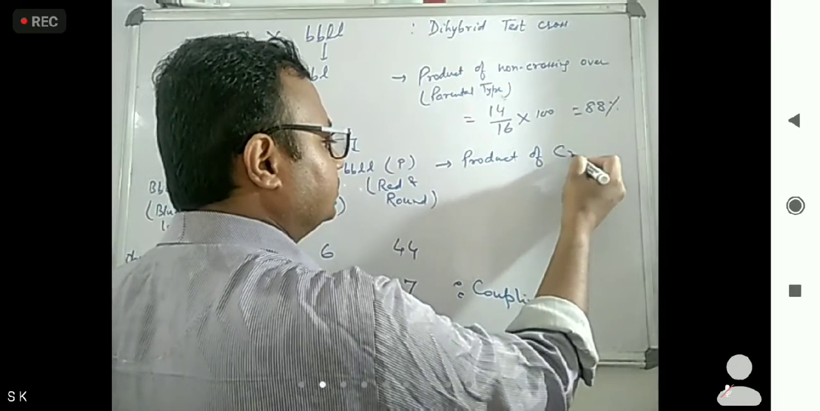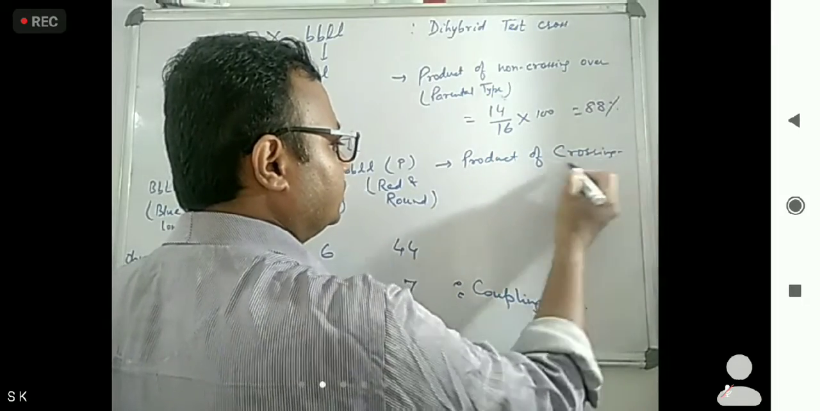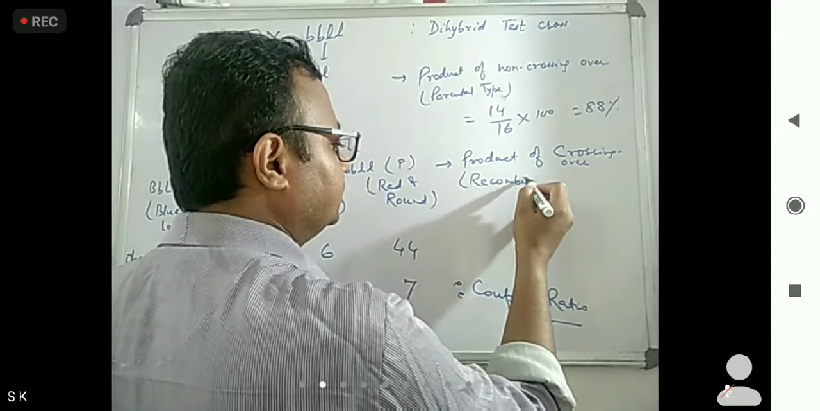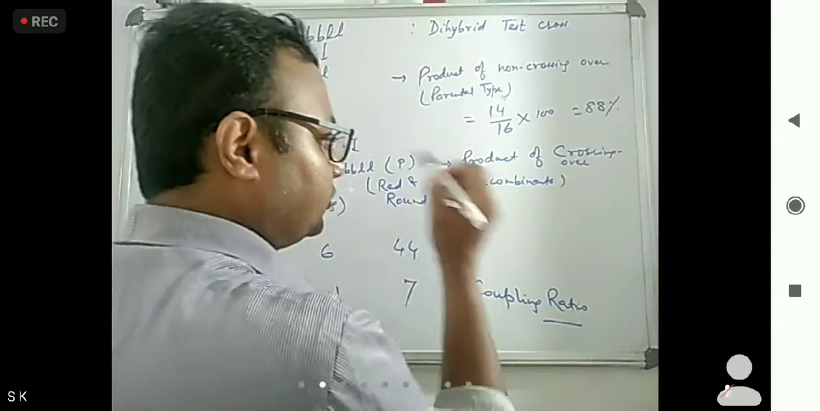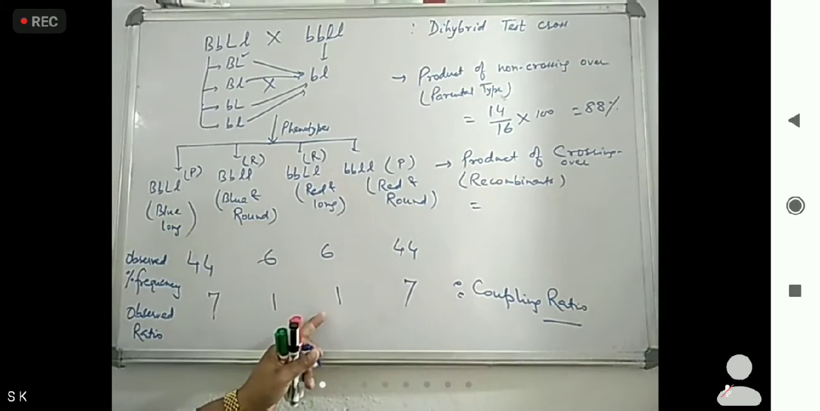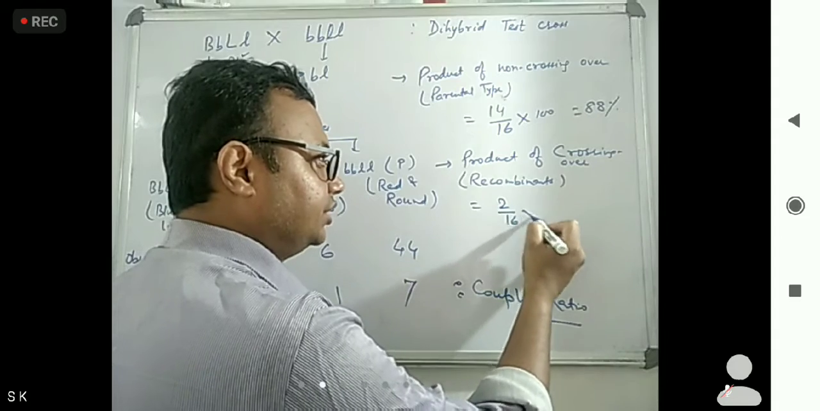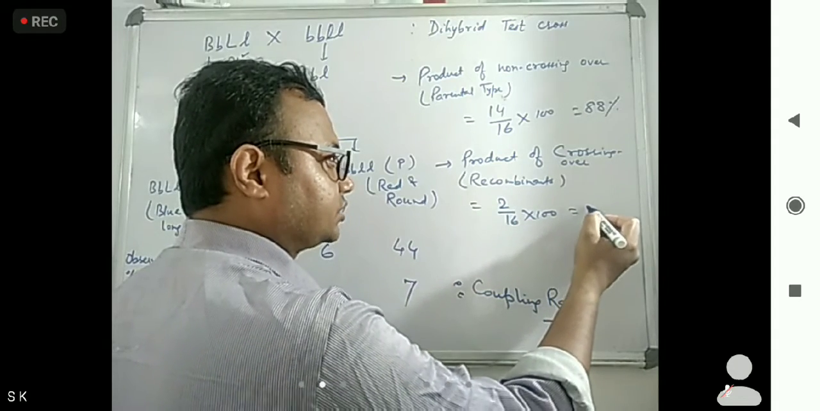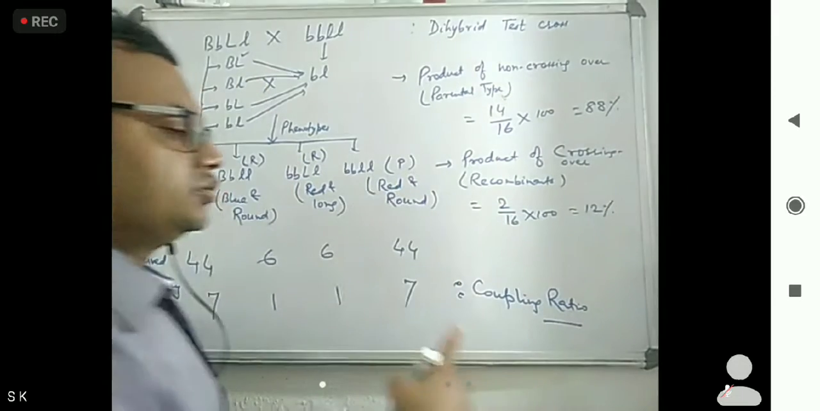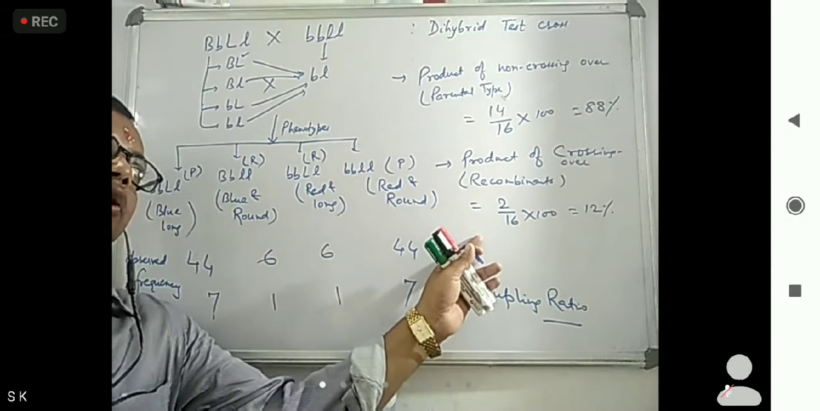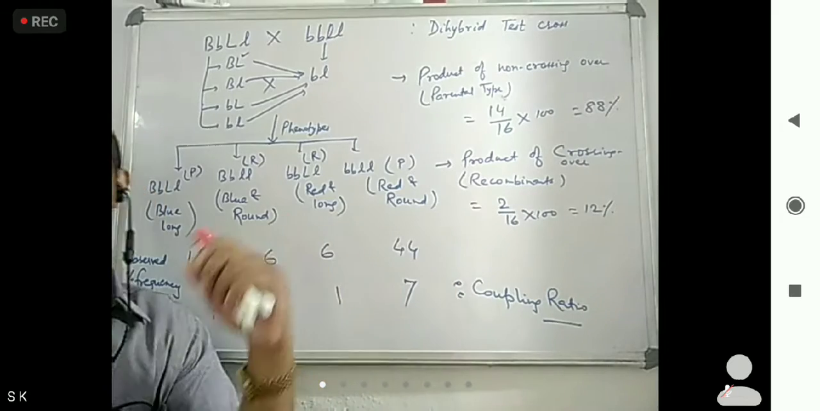Okay. Now product of crossing over, that is recombinants. Product of crossing over, that are known as recombinants. Okay. So how much it is coming? 1 and 1. Only 2. So 2/16 × 100. So approx it will come 12%. So now you can see that parental type is what? 88%. And what is that? Recombinant types is only 12%.